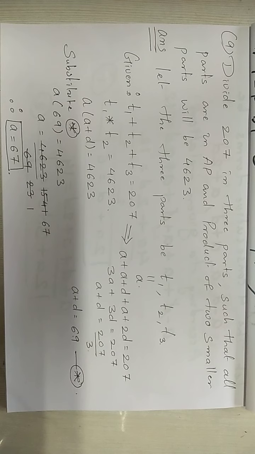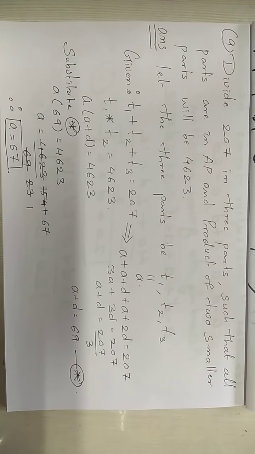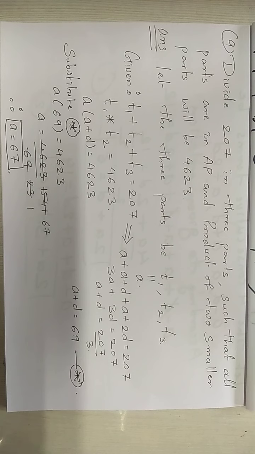So let's start with question number 9. If you're having textbooks with you, read question number 9. Question number 9 says, divide 207 in 3 parts. You have to divide the number 207 in 3 parts such that those 3 numbers are in AP, and the product of the 2 smaller parts should be 4623.